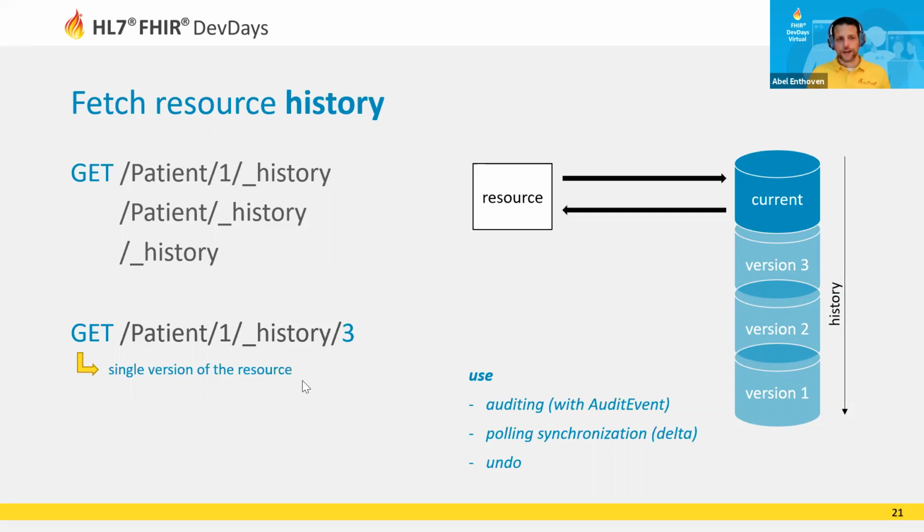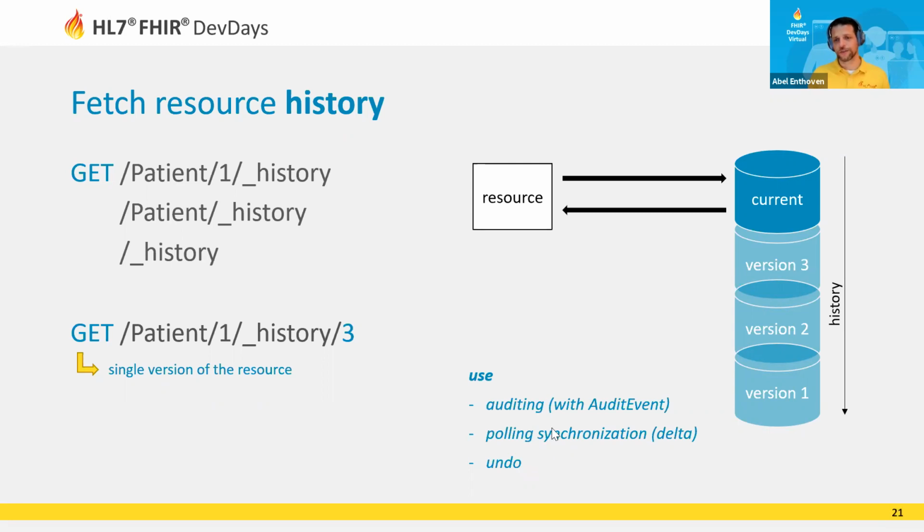Now you can also get a single history item by just using the ID of the history item. So that's interesting when you do auditing, for example. This whole history thing is interesting; you can use it for polling synchronization, as I told you before, if you want only the history or the changes since a certain time. And you can also use it for auditing.